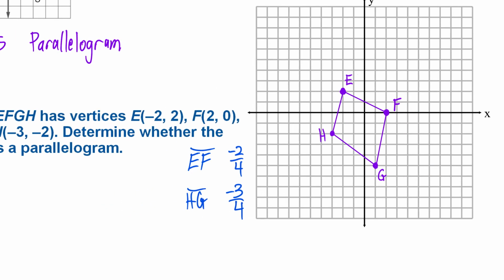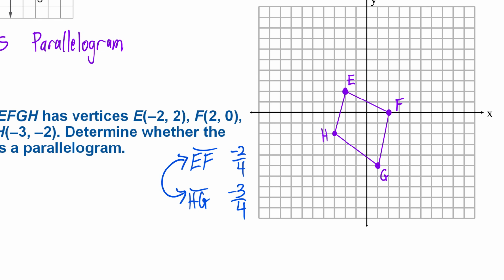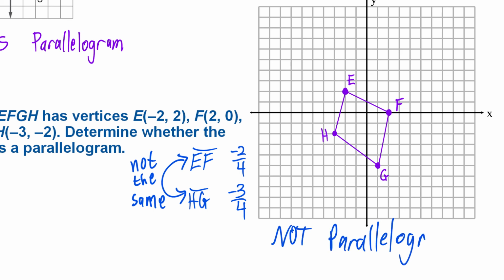Do those have the same slope? Okay, so these are not the same slope. That means this is not a parallelogram. It's a quadrilateral, but it's not a parallelogram because those two sides are not parallel to each other.